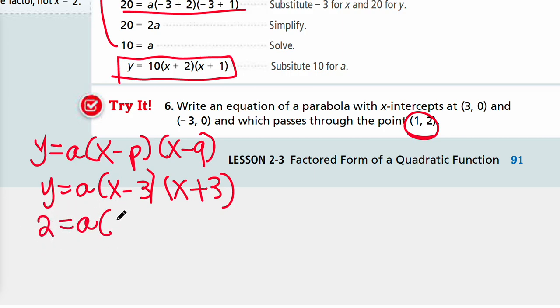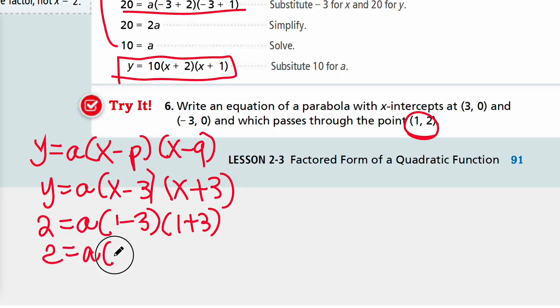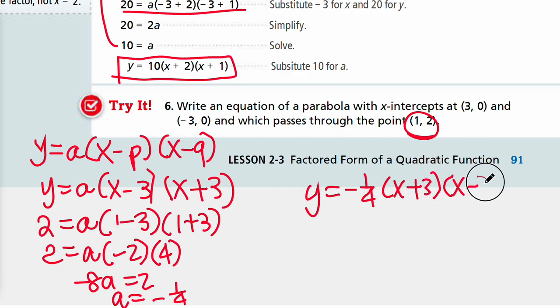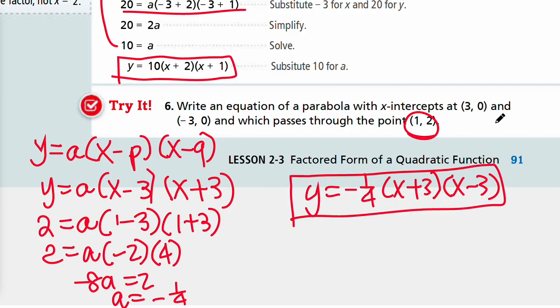2 is equal to a times (1 minus 3) times (1 plus 3). So 2 is equal to a times negative 2 times 4, so negative 8a is equal to 2. So a is equal to negative 1 over 4. Now you write everything together: y is equal to negative 1 over 4 times (x plus 3) times (x minus 3). And this is your factored form of a quadratic function, given those 3 points.